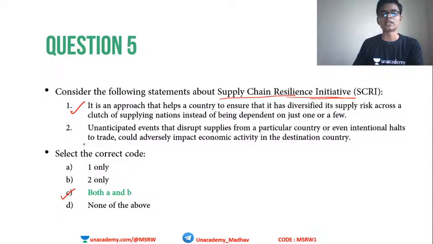That is true. Second one, unanticipated events that disrupt supplies from a particular country or even international halts to trade could adversely impact the economic activity in the destination country. Again, correct. Same example, if something happens to the US, or if an international event occurs, for example, COVID-19, or say the increase in the crude oil price, then the destination country will get affected badly. So both the statements are right, and the correct answer is option C.